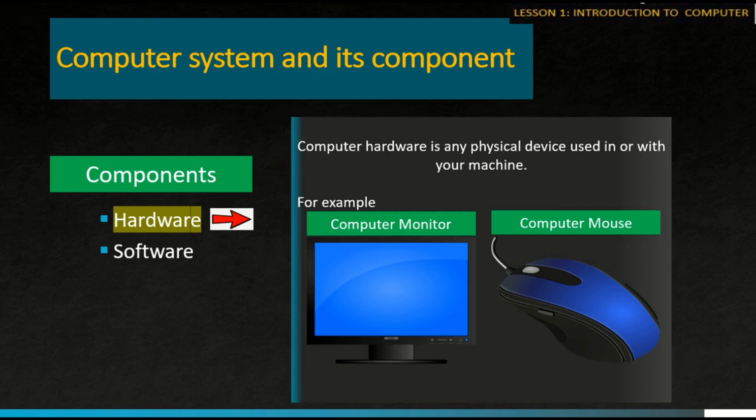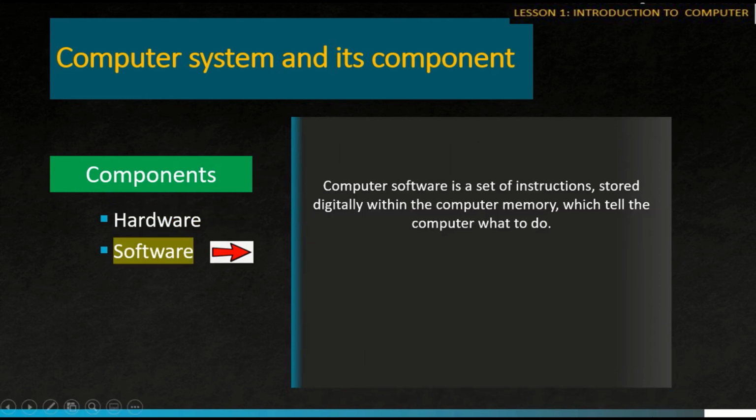Computer hardware is any physical device used in or with your machine. For example, the computer monitor, that is used to view results, and the mouse to point and click in screen. All computer hardware can be further categorized as input devices, output devices and processing devices. While computer software is a set of instructions, stored digitally within the computer memory, which tell the computer what to do. Unlike the hardware components, software components have no physical presence, they are stored in digital form within computer memory.